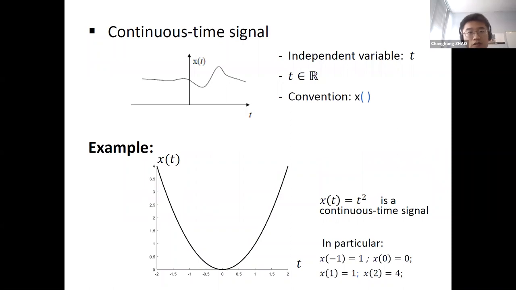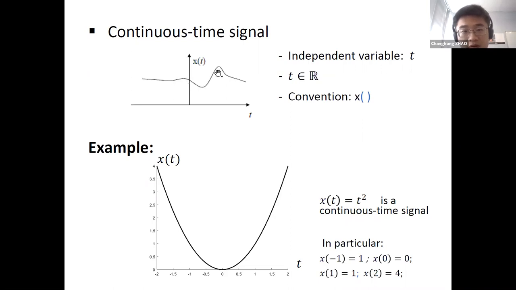So first, look at what is a continuous time signal. By definition, a signal is a function of an independent variable. Let's focus our independent variable on the time t. So we use t to denote time. And without loss of generality, let's assume that t can take any real number value, t in R. And x of t as a signal is a function of t.